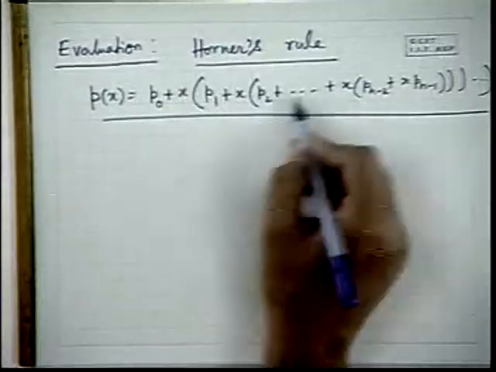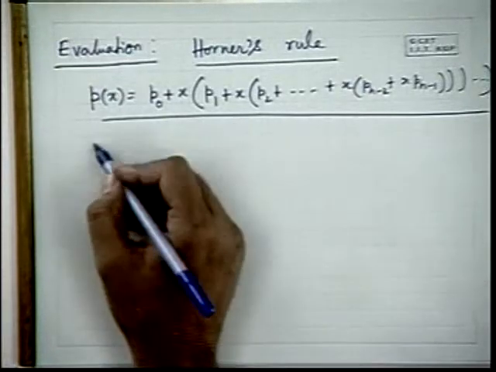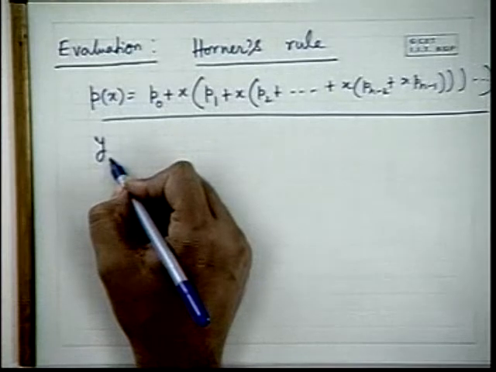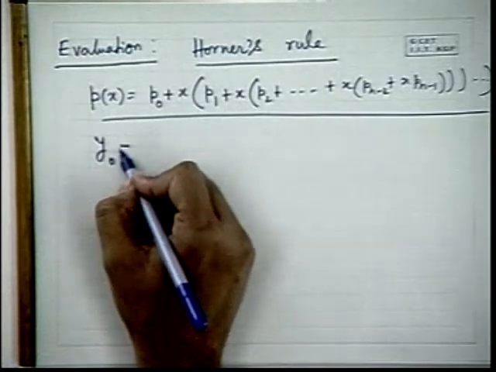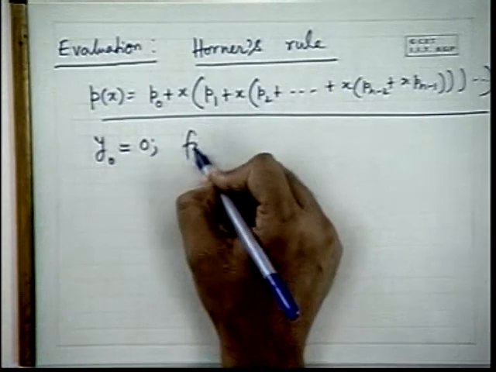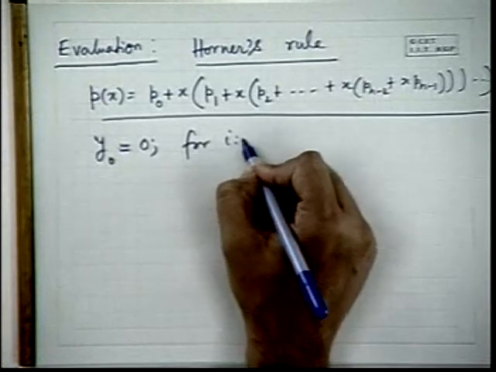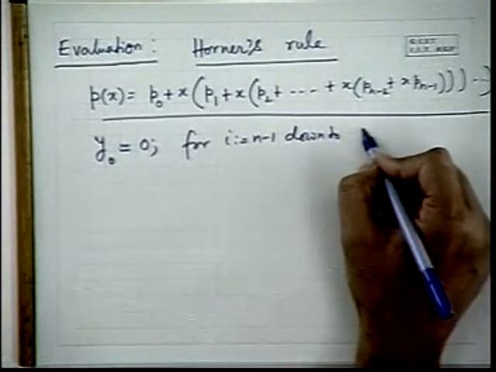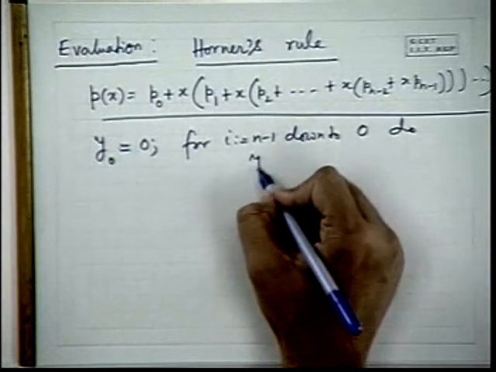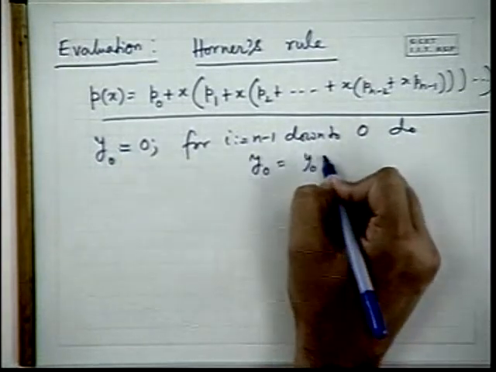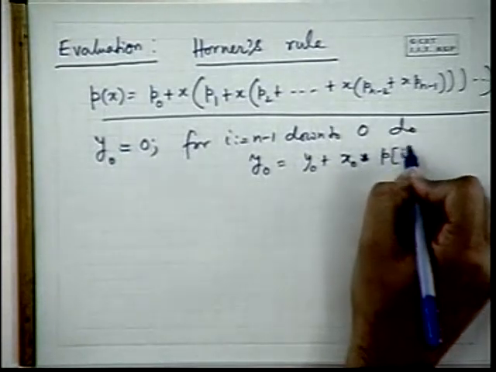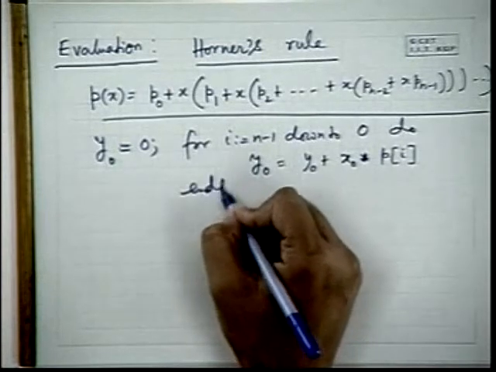But even if we do this, how much time does it take? So what is the algorithm? Suppose you want to evaluate this polynomial at x equal to x0. Initially y0 is 0. It's a one line code. For i going from n minus 1 down to 0, do y0 equals y0 plus x0 times p_i. So that is the entire algorithm for computing this.